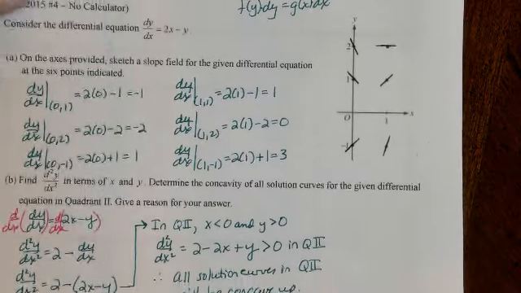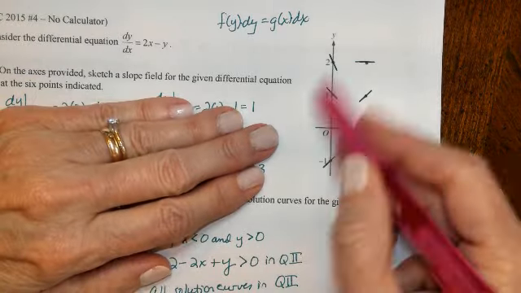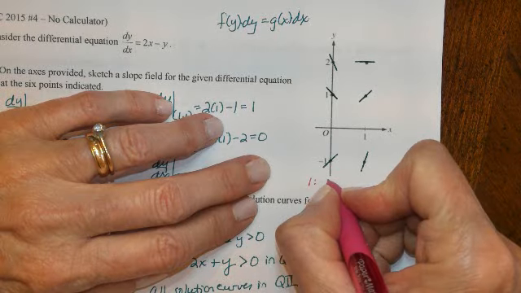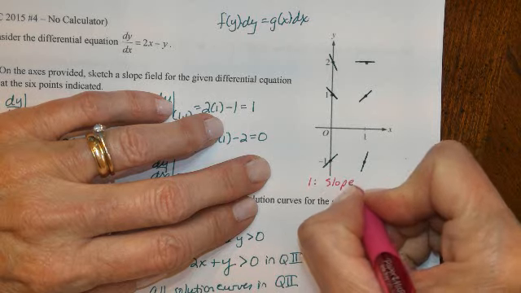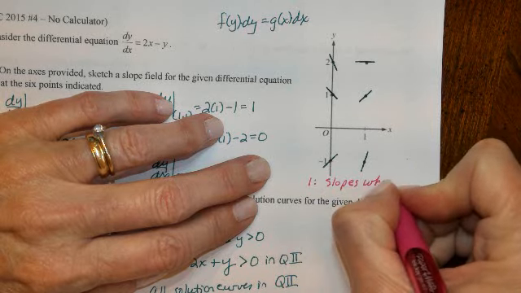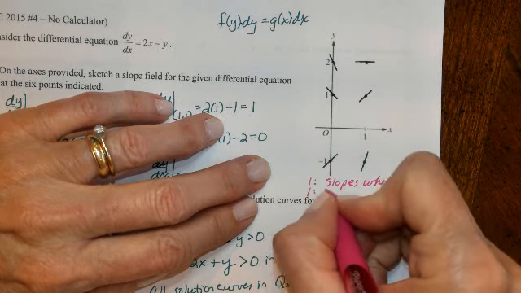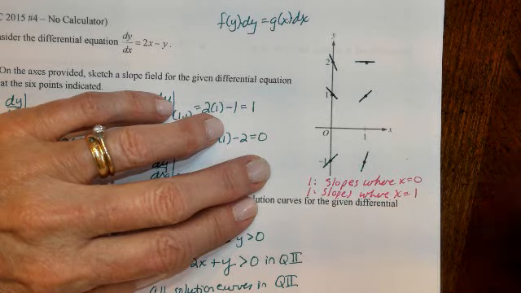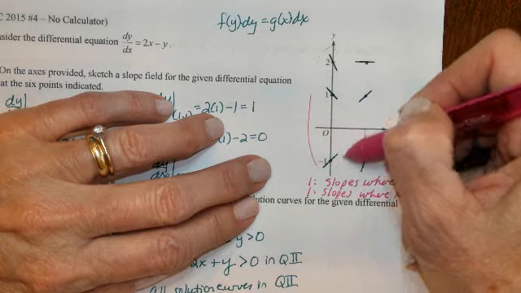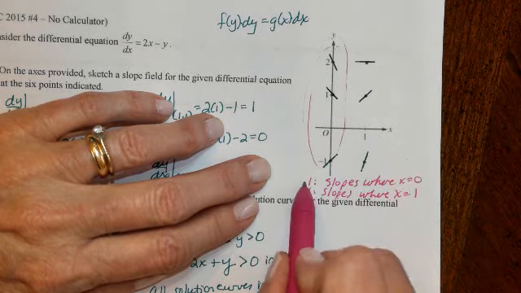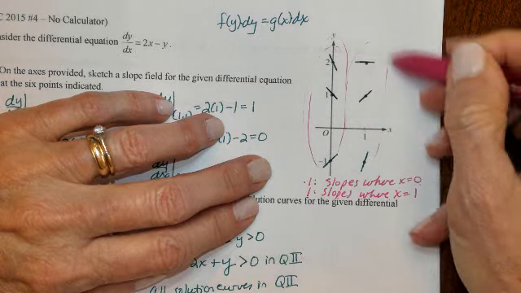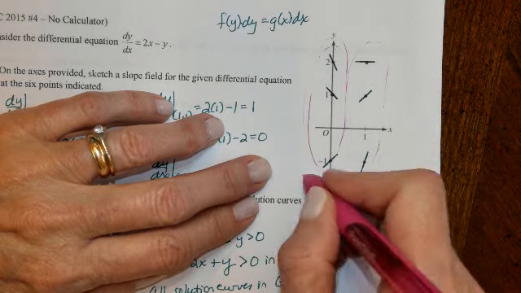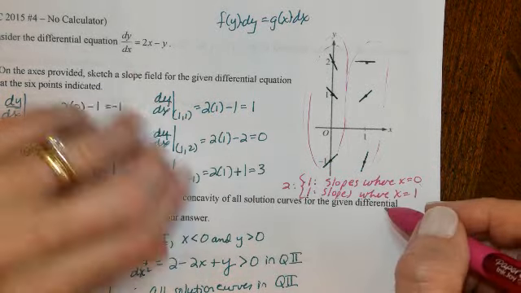Let's look at how this was scored. For part A, these slopes, they gave 1 point for the slopes where x equals 0, and 1 point for the slopes where x is equal to 1. So that tells me if these were all correct, we get 1 point. If one of these is wrong, we did not get that point. That's how I interpret that.